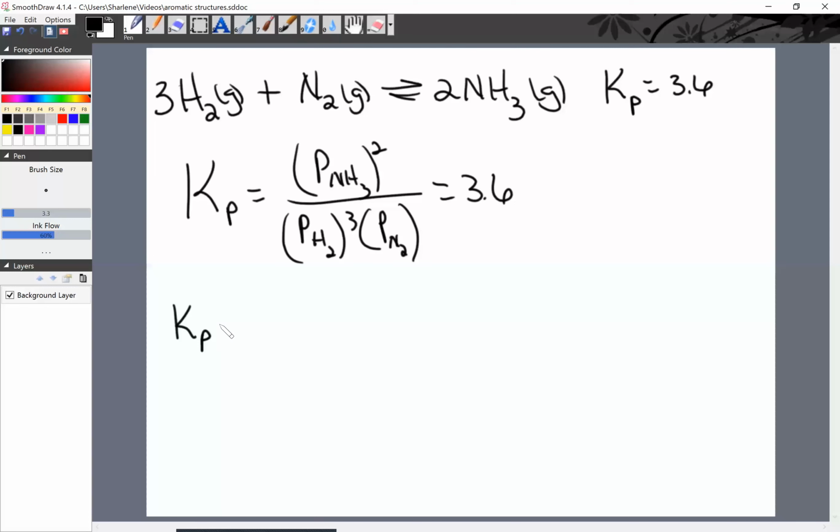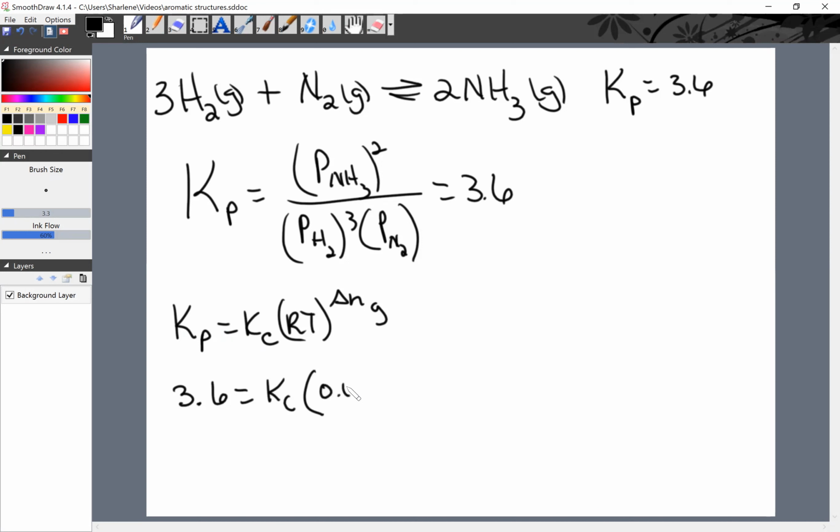So Kp is equal to Kc(RT) to the change in the moles of gas. So the Kp is equal to the Kc. All right, R, these are gases, so we're going to use 0.0821 liter atmospheres per Kelvin mole.